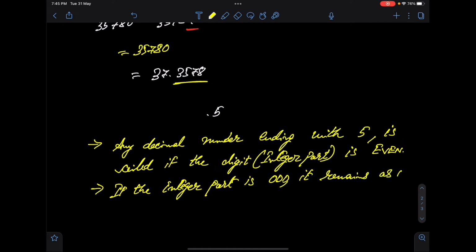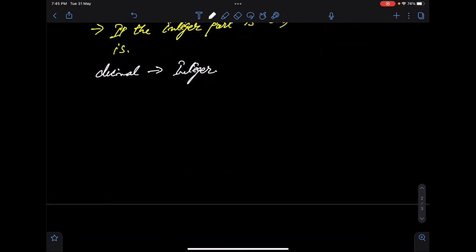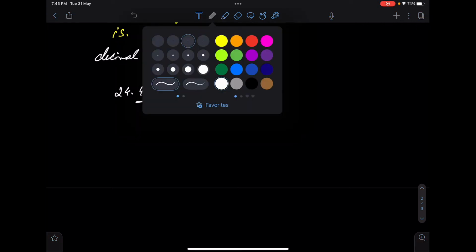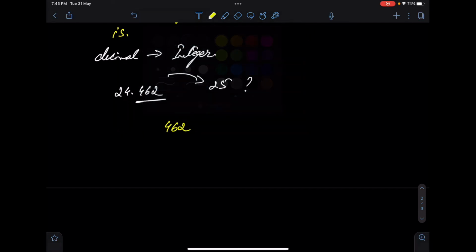Now where does this thing fall? This falls under the category of decimal to integer. Like suppose you are given a question that is 24.462. How many digits are here? There are 3 digits here. So we'll have to convert it to either 24 or 25. We write 462 here. So to make it a decimal number, we have to make this part completely 0, or we have to make this part 1000.